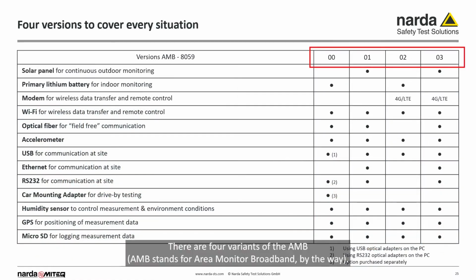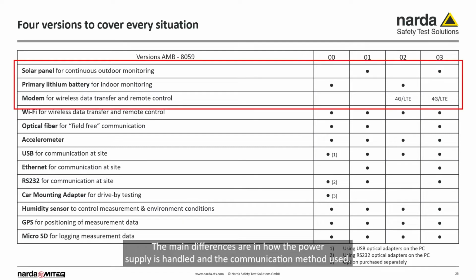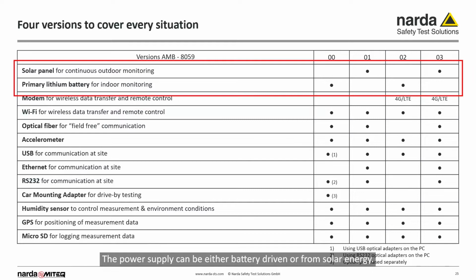And there are 4 variants for the AMB. AMB stands for Area Monitor Broadband, by the way. The main differences are in how the power supply is handled and the communication method used. The power supply can be either battery-driven or from solar energy.